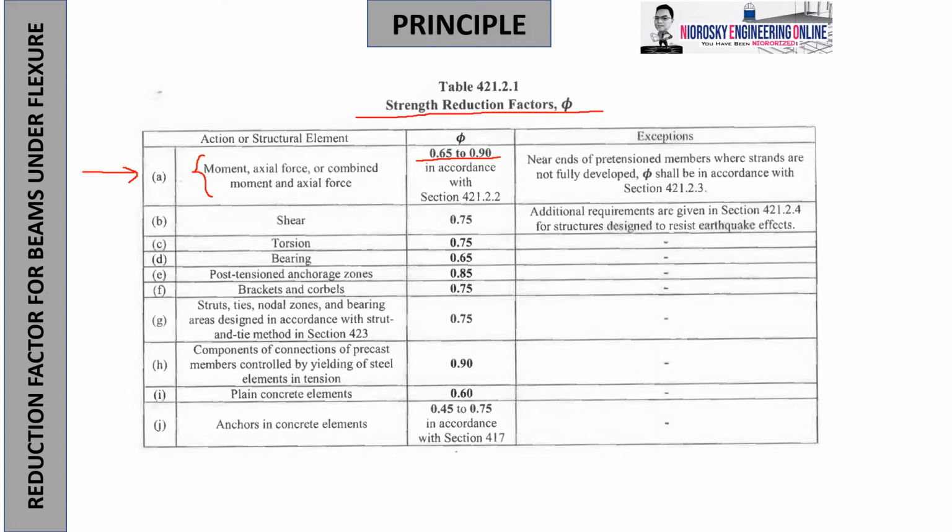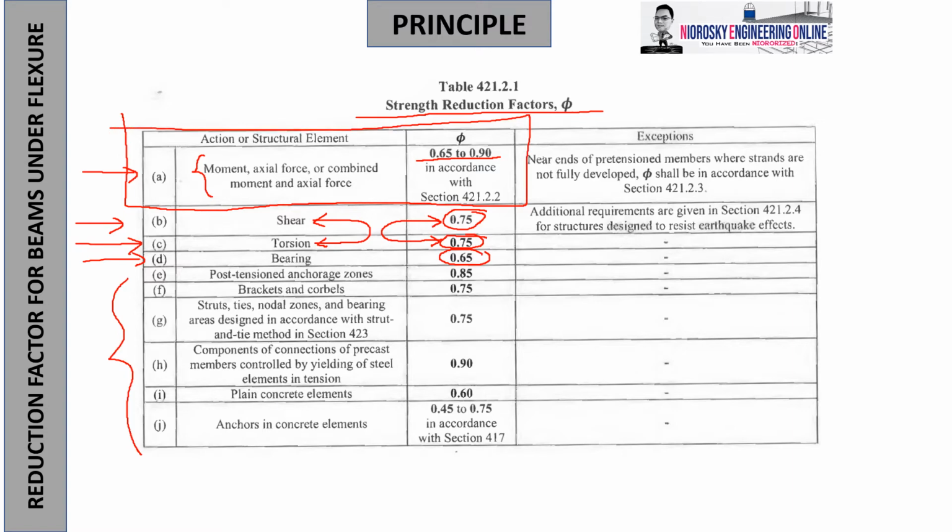For shear alone, we use 0.75. For torsion alone, that is also 0.75. Usually the shear and torsion factors are equal, because irregularities in the application of the load may produce sudden twisting in the beam. For bearing, we use 0.65, and so on. But today's focus will be on letter A. So this is the highlight of our discussion.